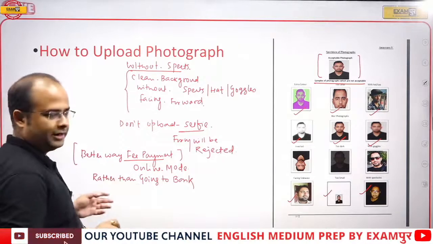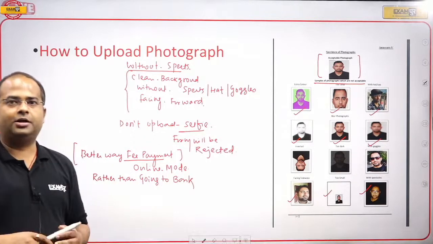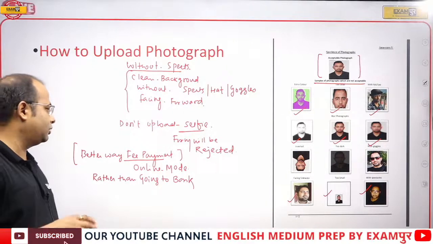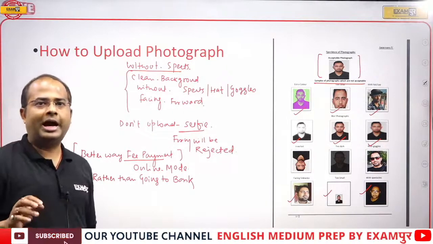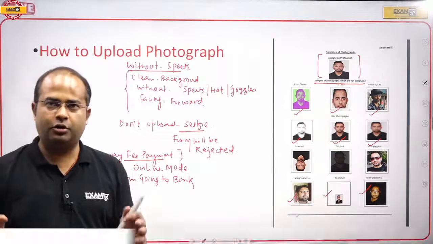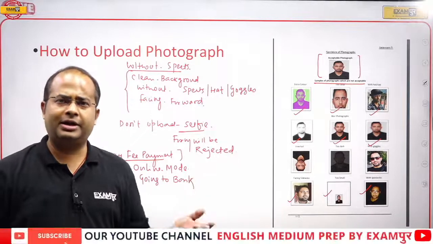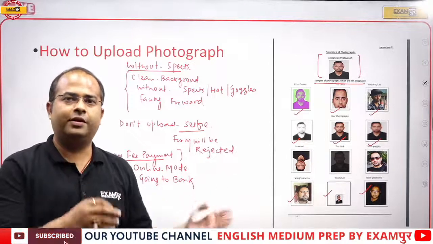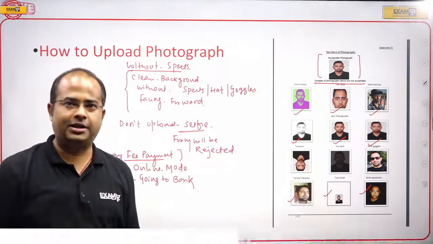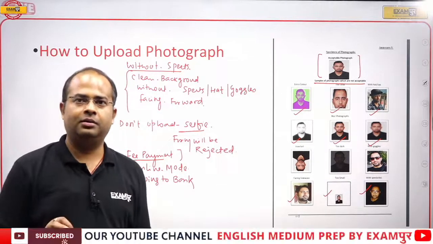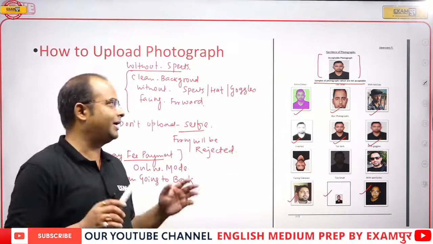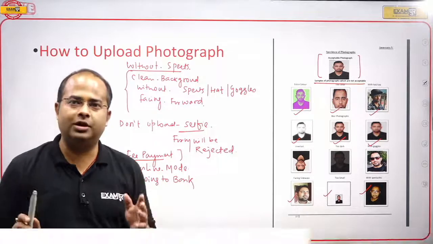So the better way to pay the fee is online mode rather than going to the bank. And if you don't have good internet connectivity, you can take the help of your friend, or even go to a cyber cafe. They will fill the form on your behalf, take the money, and give you the printout.